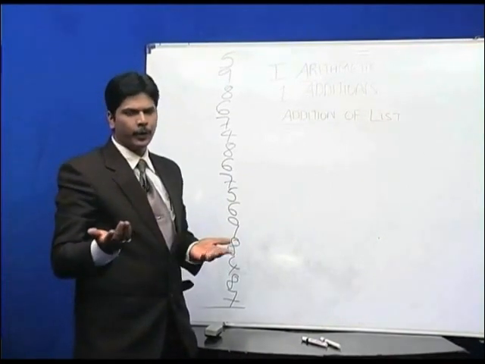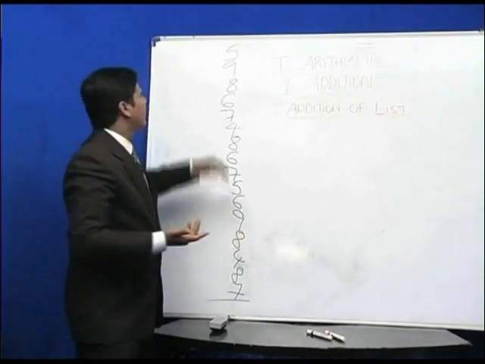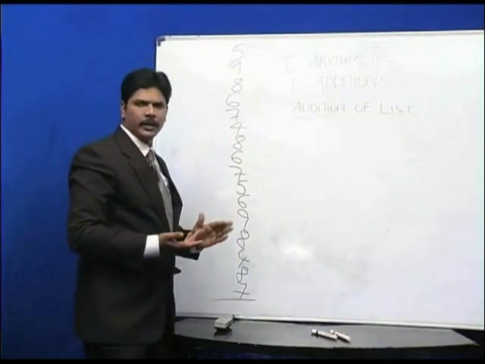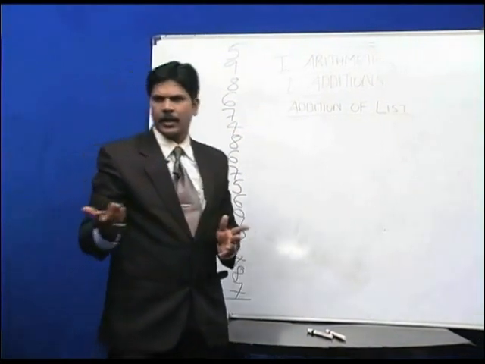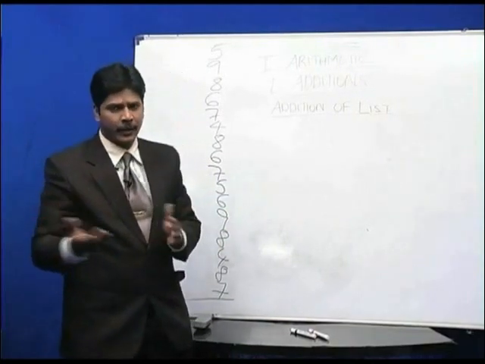Usually, we don't know any technique to add this list, so we generally do it in a linear way. We add 5 plus 9, 14, 14 plus 8, 22, and that way we add up all the list. Probably takes a minute or so. And despite that, we are not sure whether the answer is right or wrong.